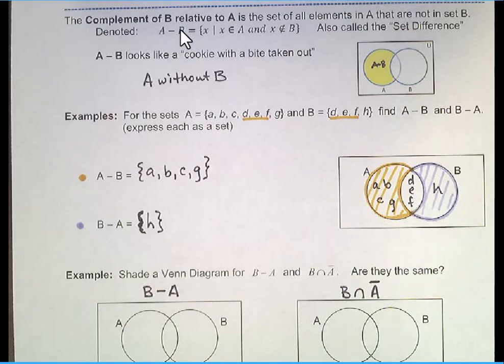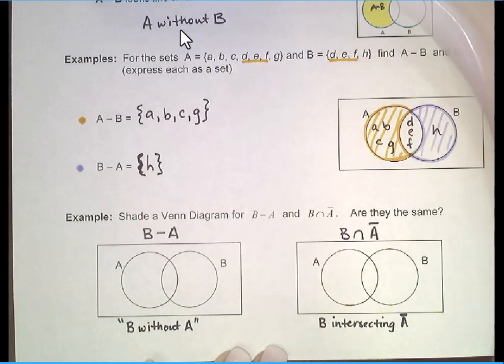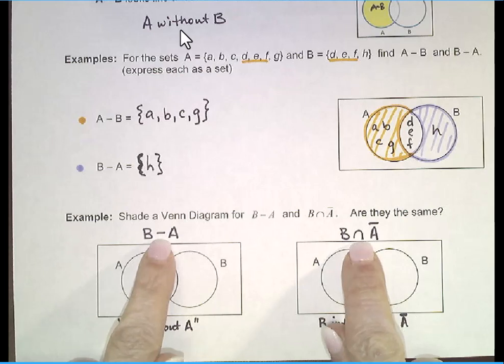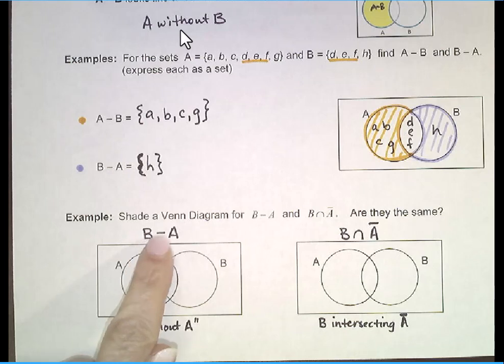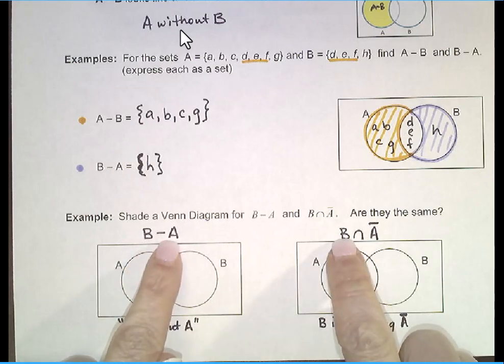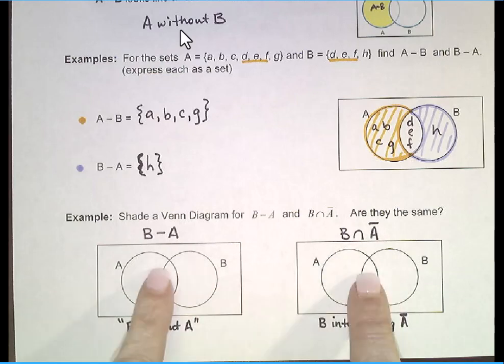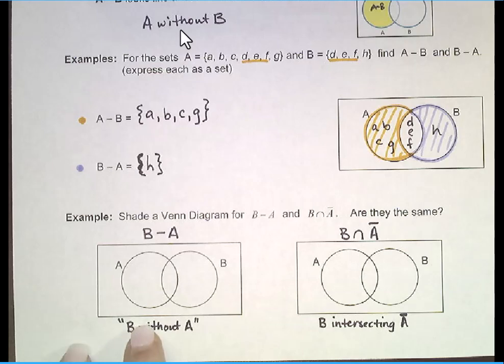Another thing you can do is determine if two different statements would actually yield the same thing. Are they saying the same thing? So we're going to find out if saying B minus A, or B without A, is the same thing as saying B and not A. That's what that would say. So I'm going to draw both here. This is going to be B without A, and this is going to be B intersecting A.